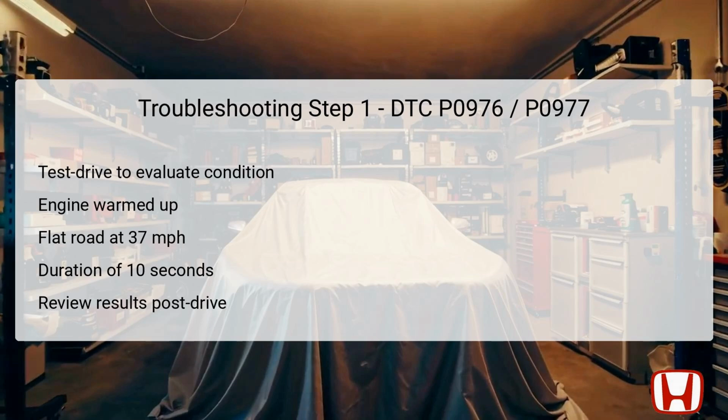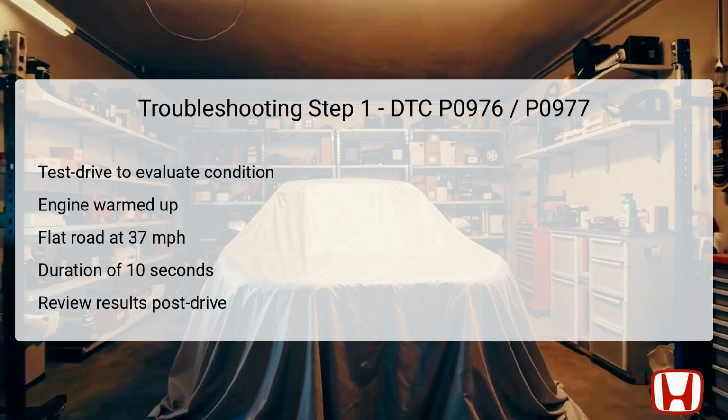Proceed to drive the vehicle in drive position on a flat road at a speed of approximately 37 miles per hour, 60 kilometers per hour, for at least 10 seconds. Observing the vehicle's performance during this time period is crucial, as any anomalies in shifting behavior or warning lights that activate will serve as indicators of the underlying problem. The results from this test will inform further diagnostic steps and help isolate whether the issue is active during normal driving conditions.